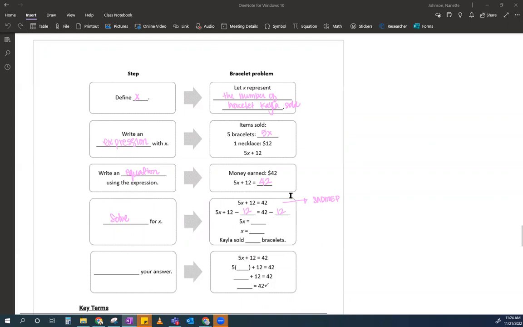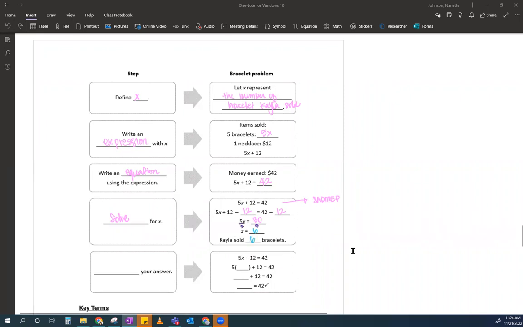And now we ask ourselves, okay, we did subtraction and addition. Do you have any division or multiplication? And you're like, yes. Well, how do you get rid of multiplication? Well, we divide both sides by 5. So then our answer becomes 6. So according to this, Kayla sold 6 bracelets.